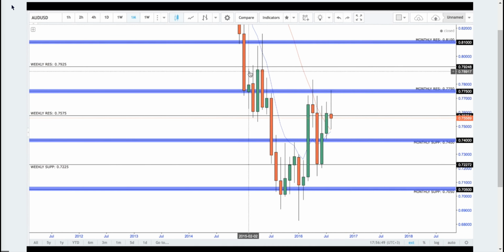You can see here we had 3 spikes. We could not sustain on a monthly basis above 0.7925, and one of the months actually spiked all the way through 0.8100. So you can see here 1, 2, 3, 4. No price closed above that on the monthly basis. Same thing here, 1, 2, 3-pin formation.